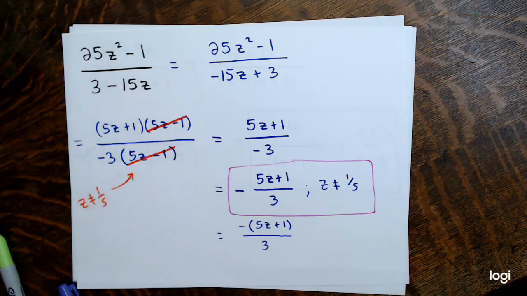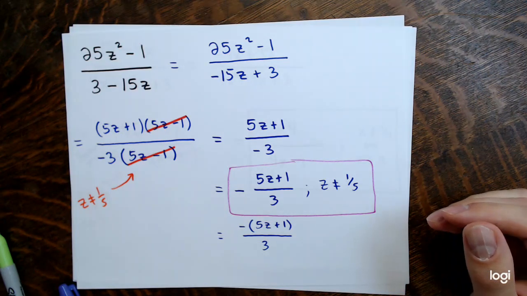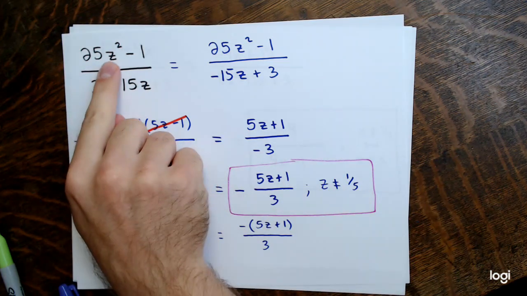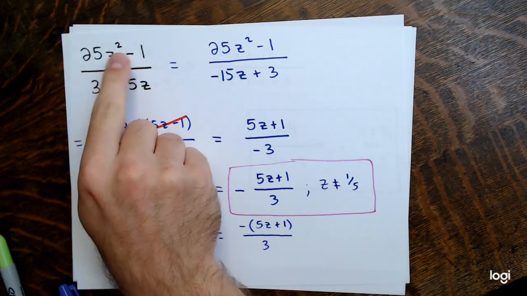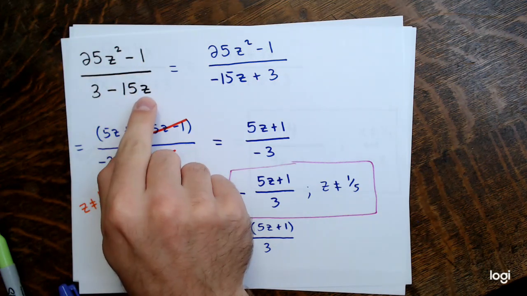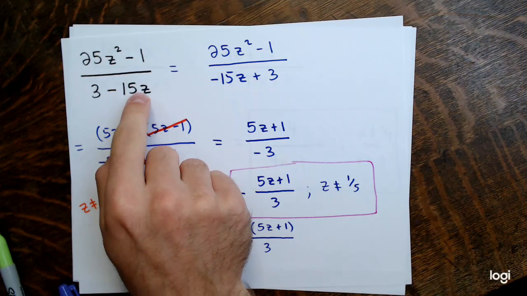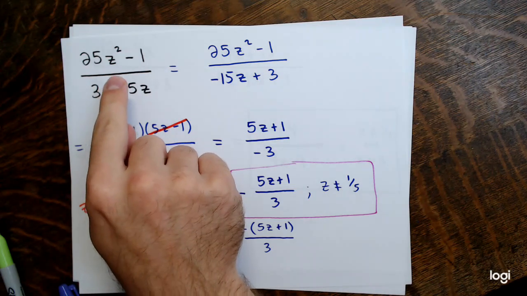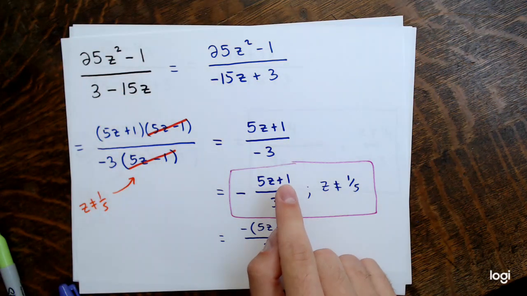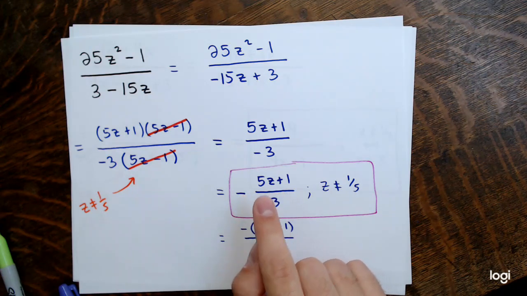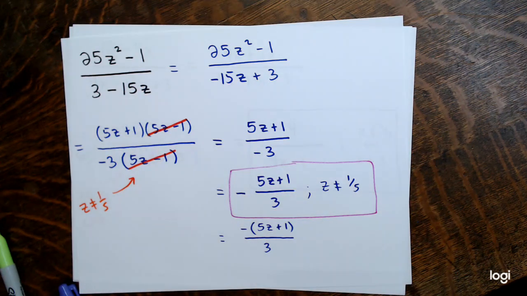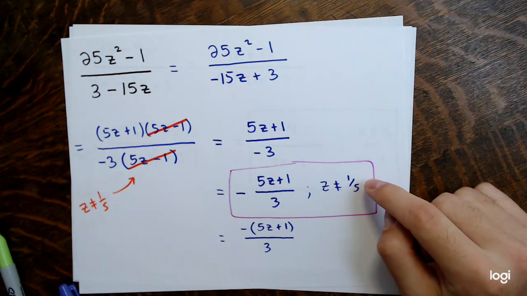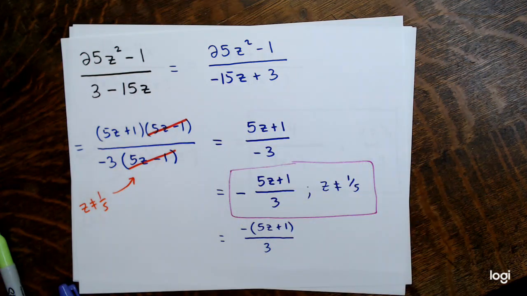Alright, anything else should be fine, and check it out. Let me just do it with one real quick out loud. How about when z is 1? When z is 1, this would be 24, right? 25 minus 1, 24 divided by negative 12, right? 3 minus 15. And 24 divided by negative 12 would be negative 2. So you get negative 2 when you plug in 1 up here. We'll plug in 1 here. 5 times 1 plus 1 is 6. 6 divided by 3 is 2. And then the opposite of that is indeed negative 2. You get negative 2 and negative 2. And try it out with all sorts of other numbers. As long as they're not 1/5, these fractions should be the same value.